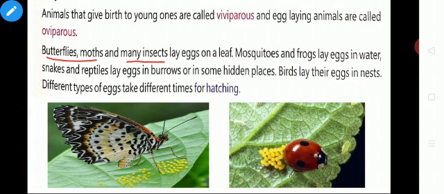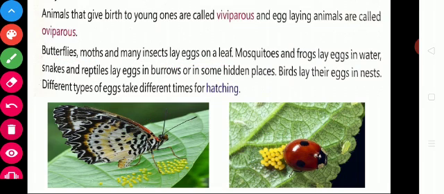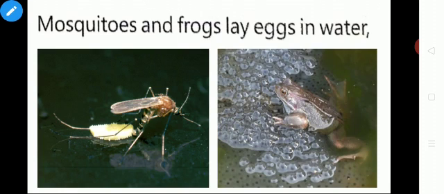Butterflies, moths and many insects lay eggs on a leaf. See these two pictures. In the first picture you can find a butterfly. It lays eggs on a leaf, isn't it? These are the eggs of the butterfly. Similarly, in the second picture you can find an insect. These insects also lay eggs on leaves. These are the eggs of insects.